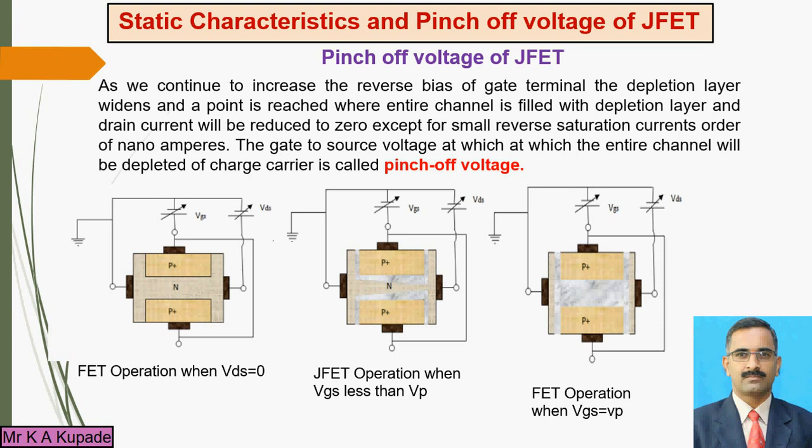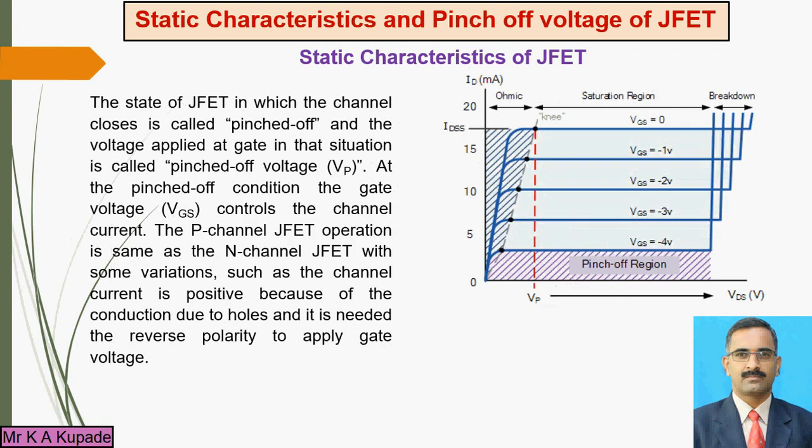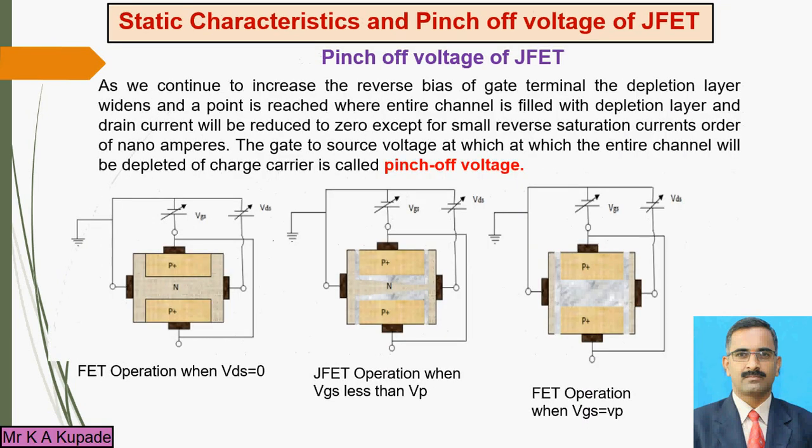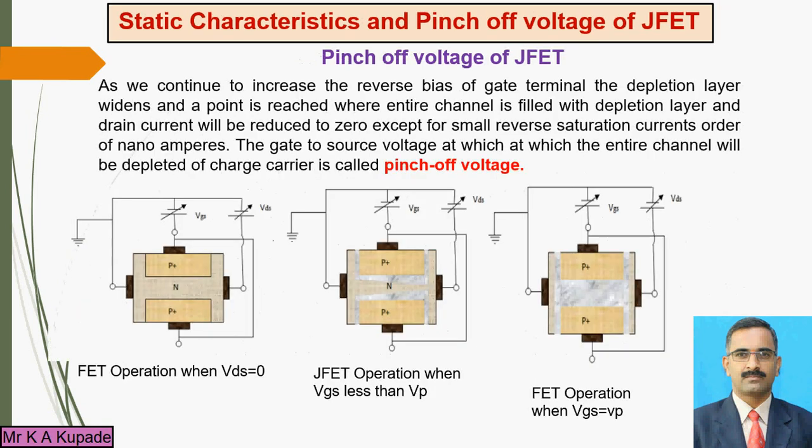In the graph you are seeing, the ID is constant for increasing VDS value. That means the voltage between the drain and source. The ID stays constant, right? So that is called the pinch off region, right? That particular point is also called the knee point. It is also called the cutoff region. That is called the pinch off voltage.